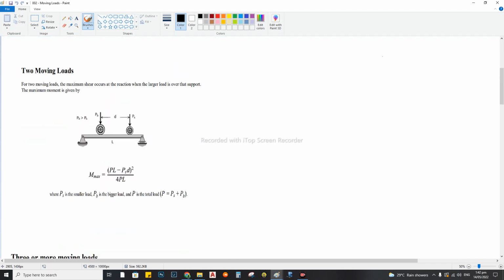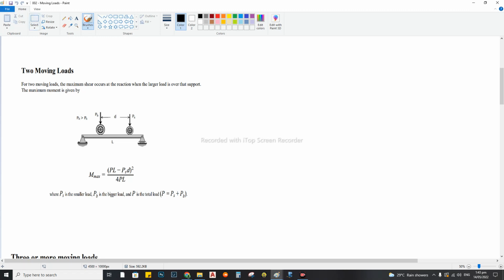For two moving loads, we use the same method to get the maximum bending moment. We place one load at its resultant, and then we test which of the two loads contributes the maximum bending moment. How about the maximum shear? To get the maximum shear, you just alternate the two wheels.